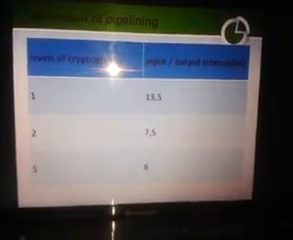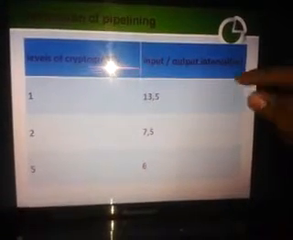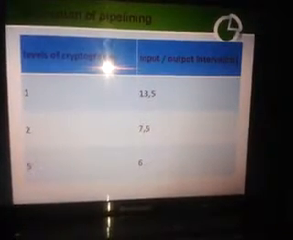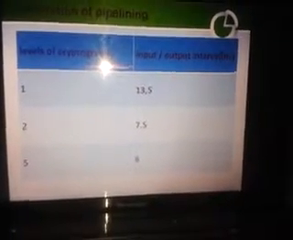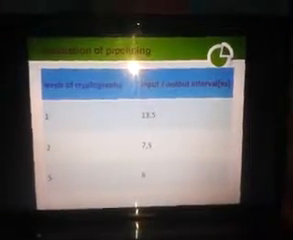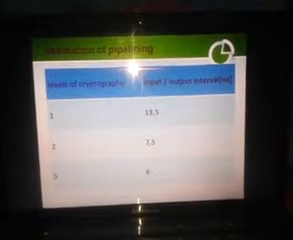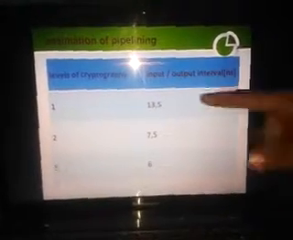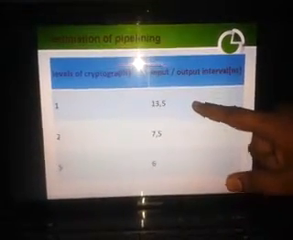Estimation of pipelining. As we increase the levels of cryptography, the time interval between input and output in ns reduces with every level. If the level of cryptography is 1, the input-output time interval is 13 to 5 ns. If the level is 2, the interval becomes 7 and 5, and if it is 5, it becomes 6. In this way, at every level of cryptography the time interval is reduced.